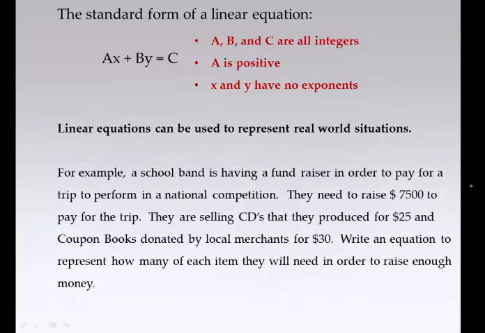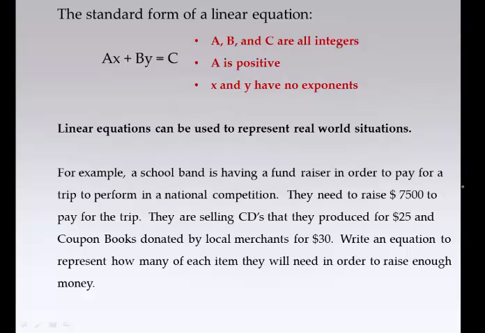So, for example, the school band is having a fundraiser in order to pay for a trip to perform at a national competition. They need to raise $7,500 to pay for the trip. They are selling CDs that are produced for $25 and coupon books for $30. We can write an equation to represent how many of each item they need.